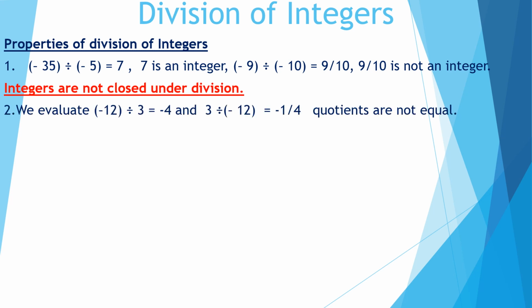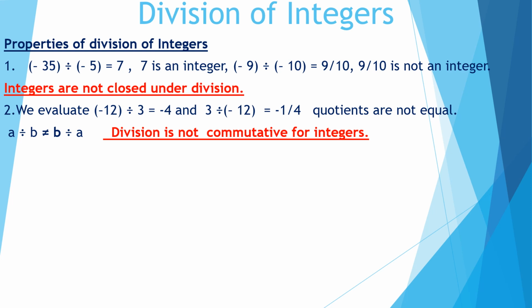Now let's evaluate minus 12 divided by 3. This is a negative integer divided by a positive integer, we get negative 4. Now we interchange. Now we divide 3 divided by negative 12. Now 3 divided by negative 12 will give us minus 1 upon 4. The two quotients are not equal. So a divided by b is not equal to b divided by a. Division is not commutative for integers.